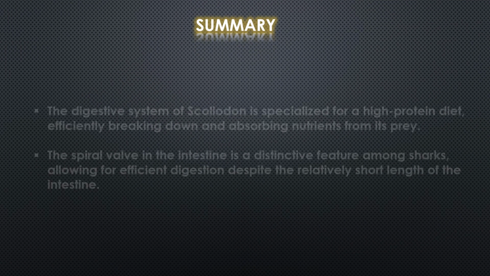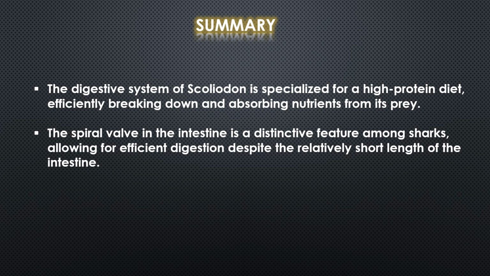In summary, the digestive system of Scoliodon is specialized for a high protein diet, efficiently breaking down and absorbing nutrients from its prey, and the spiral valve in the intestine is a distinctive feature among sharks, allowing for efficient digestion despite the relatively short length of the intestine.